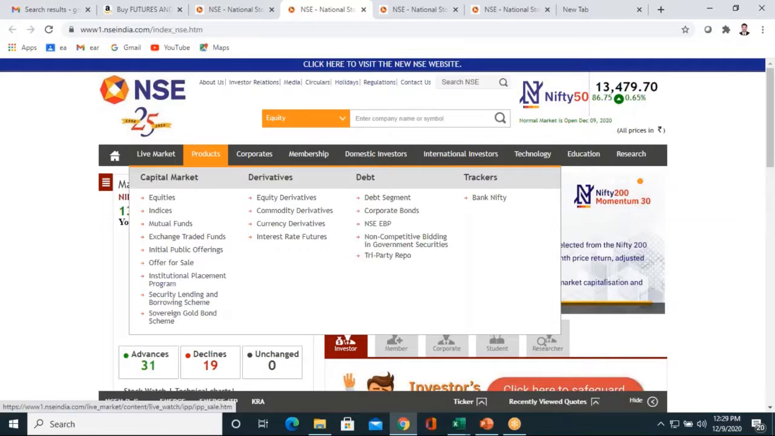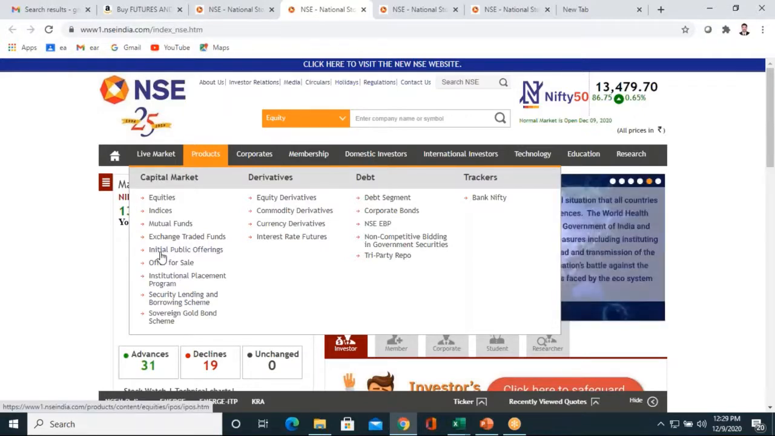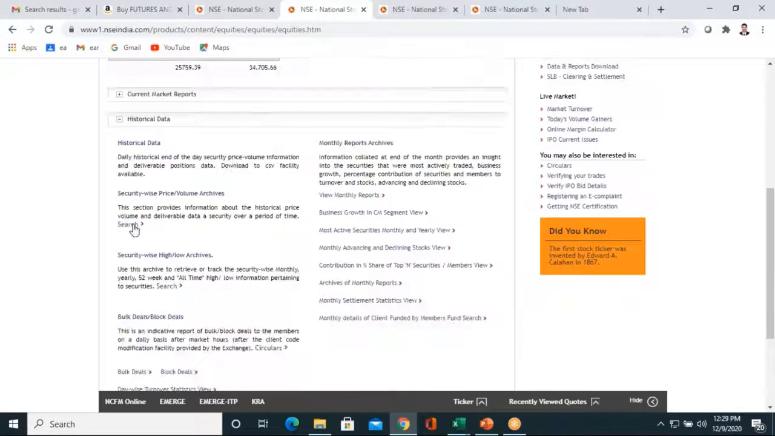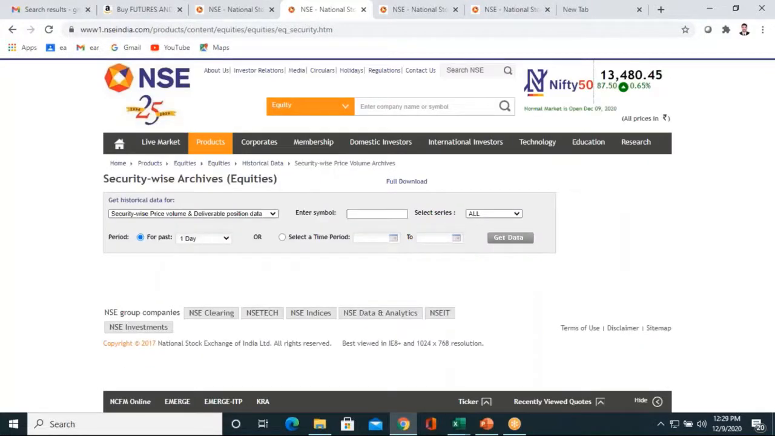Say if you want only IPO, you can go for this. ETFs, mutual funds, you can go for this. So like that, all the daily data you will get. Say equity I have selected, historical data I will go, security-wise price volume. If I click on that, any company data you want, you can collect it here, from 2009, but a maximum of 24 months.